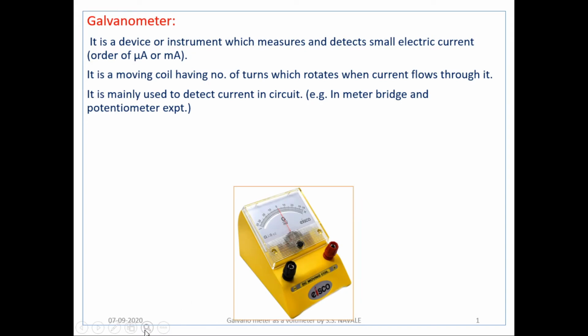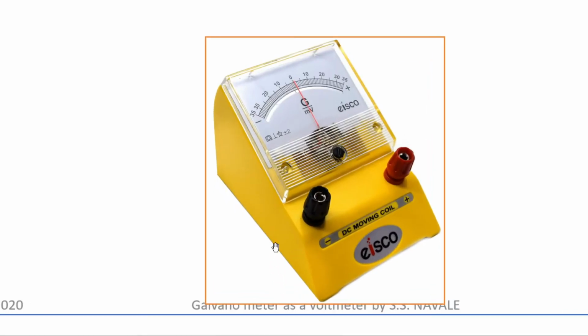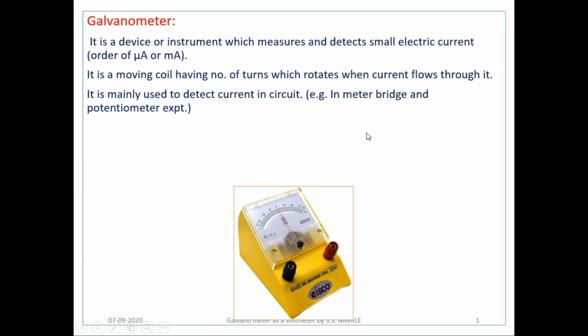This is a galvanometer. This is a pointer on 0, and on both sides of the pointer there are 35 divisions. These are the divisions. G is written here. This is positive and this is negative. When current flows through the galvanometer, this pointer is deflected to one side.